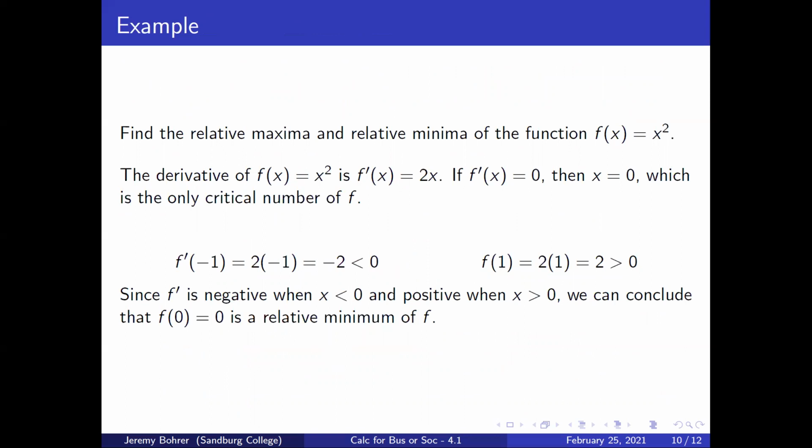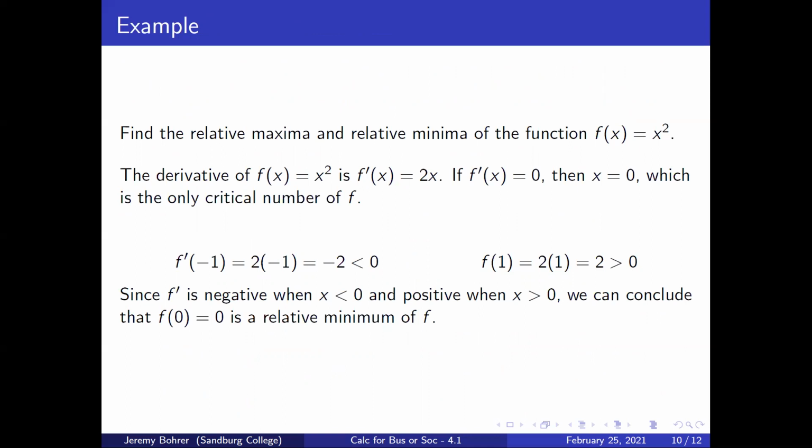Find the relative maxima and relative minima of the function f of x equals x squared. The derivative of f of x equals x squared is f prime of x equals 2x. If f prime of x equals 0, then x equals 0, which is the only critical number of f.